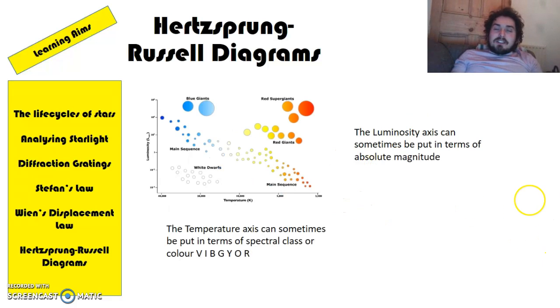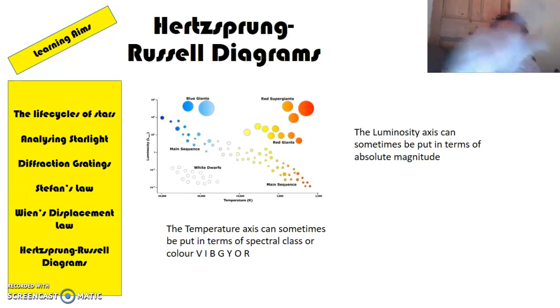The luminosity axis can sometimes be put in terms of absolute magnitude, which is how bright something appears when you're a fixed distance away from it. And the temperature axis can sometimes be put in terms of the spectral class or colour, which usually goes from violet, indigo, blue, green, yellow, orange, red, from left to right on the bottom. Sometimes they put these axes on the top and down the right hand side, so you get a 4-axis graph.